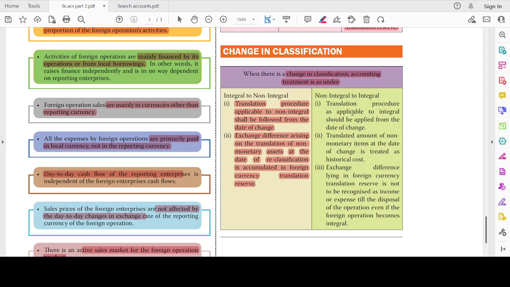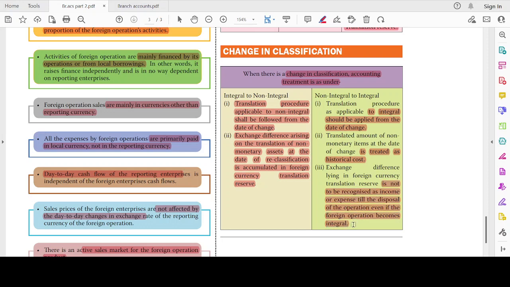Now, NIFO translation procedure will be applicable from the date of change. If NIFO is converted into IFO, then translation procedure applicable to integral operation will be applied prospectively from the date of change. Translated amount of non-monetary items at the date of change is treated as historical cost. Whatever the amount is there for non-monetary items, that will be treated as cost, which means this is a deemed cost. The converted INR amount for non-monetary assets will be known as deemed cost. Exchange difference is not to be recognized as income or expense till this.